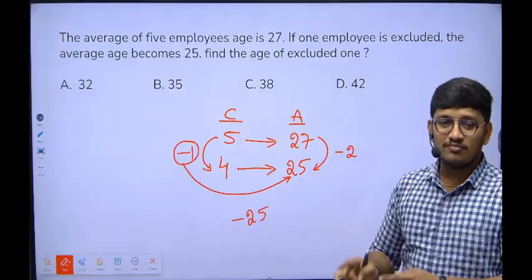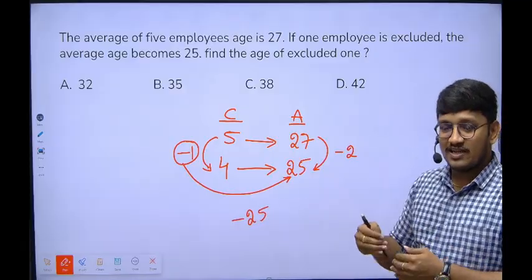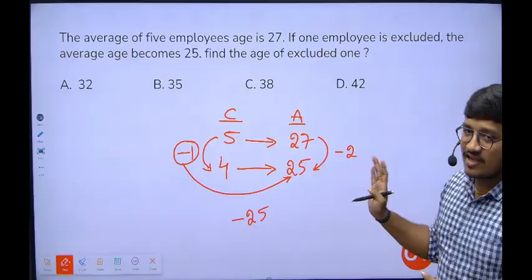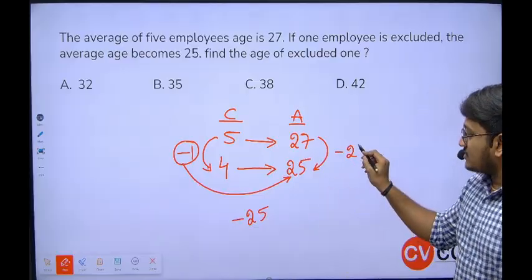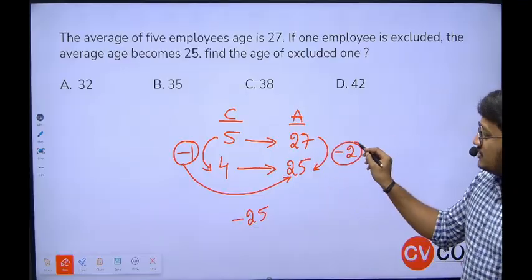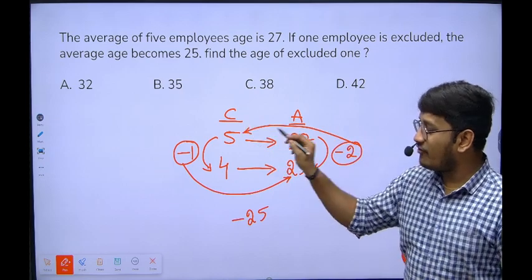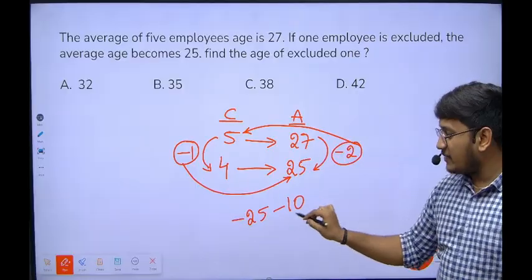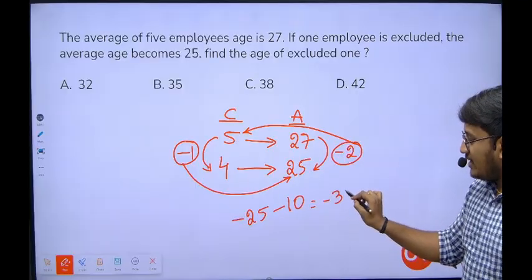Be careful with the symbols. Sometimes when one person leaves, the average might increase or decrease, or it may fluctuate. So you should be very careful with the symbols. Next, on this side we have minus 2. This minus 2 will be multiplied with 5, so it will be minus 10. So what about minus 25 and minus 10? It will give you minus 35.